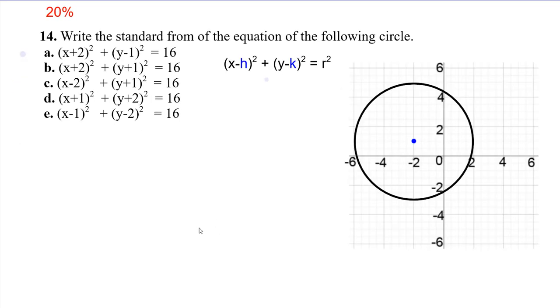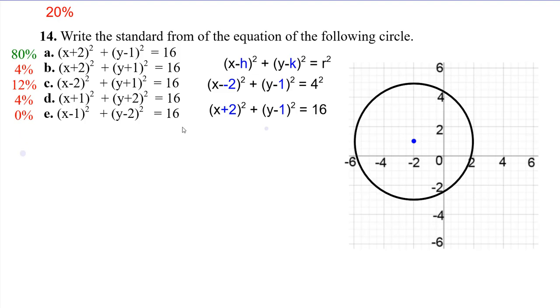Write standard form for the following equation. Only 20% of you missed this, which is good. So it looks like the center is going to be at -2 and +1. So plug that in for the h and the k, which is going to be x minus a -2, plus (y minus 1) squared. What happens when we subtract a negative? It becomes positive, which leaves us with (x plus 2) squared plus (y minus 1) squared is equal to 16. Now our radius, we could count over or up or down to find the radius. We go over 2, then 2 more, so it's going to be a radius of 4, and 4 squared is 16. So our answer for this one is going to be A as in alpha, which most of you guys got.